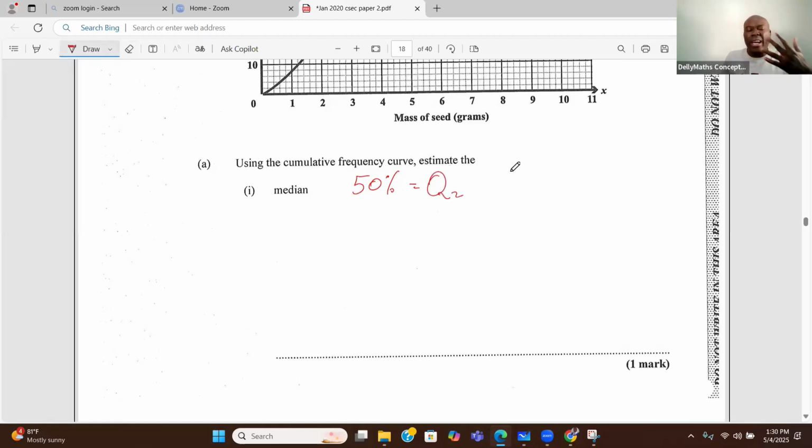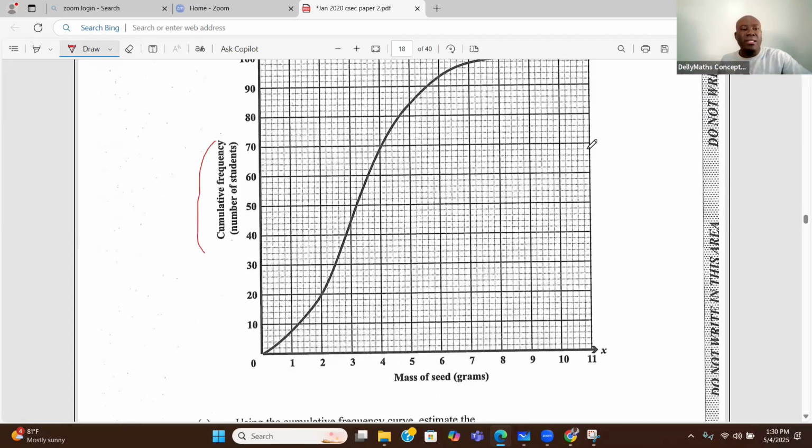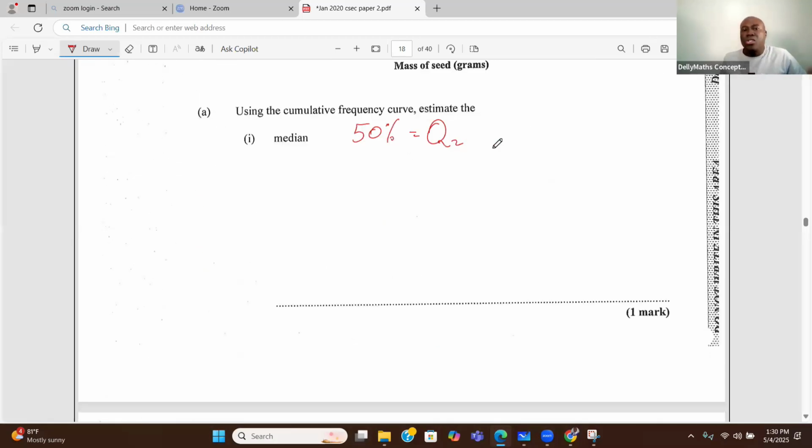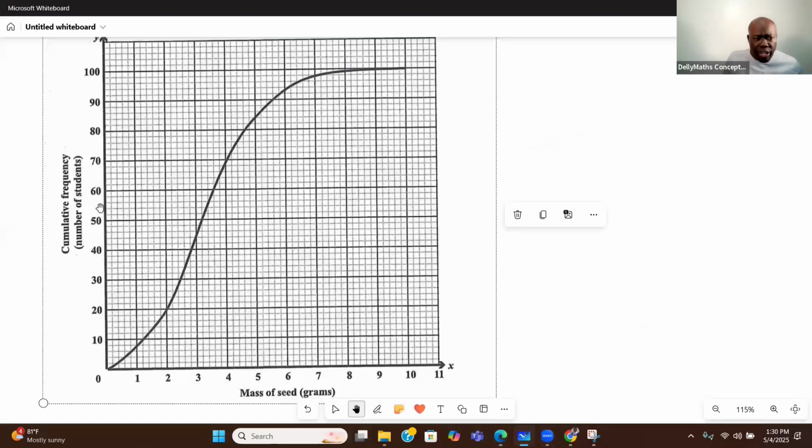So what you're going to do is find 50% of the total amount of things that you're dealing with. And the question did say it's 100. So 50% of 100 is luckily 50. So that's not the answer to the question, but it's going to help you find it, because 50% of 100 is 50 things. So you could see 50 is the marker. It's 1 mark for this because nothing to do. You're going to go find 50 on your graph on the cumulative side.